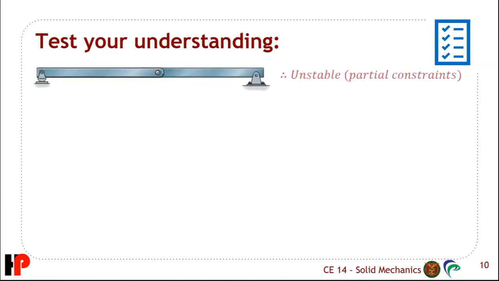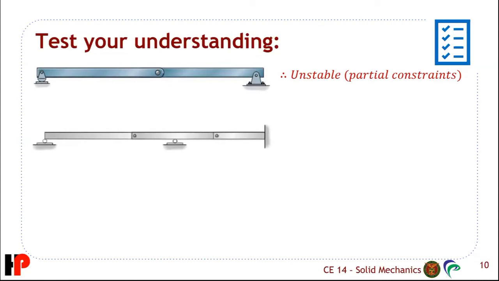So this beam is unstable due to partial constraints. That is because M is 2, R is 3, J is 3, and C is 1. So less than si 3M plus R kaysa kay 3J plus C. Okay, next beam.